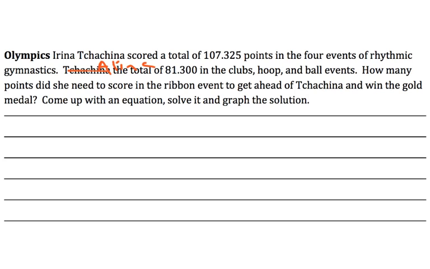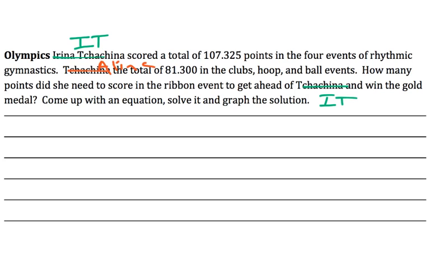So it says Olympics, Irina Chachina. So let's just call her IT. IT scored a total of 107.325 points in the 4 events of rhythmic gymnastics. Alina scored a total of 81.3 in the club's hoop and ball events. How many points did she need to score in the ribbon event to get ahead of Chachina? And again, who is this girl? Well, this is IT. And win the gold medal. Come up with an equation, solve it, and graph it.